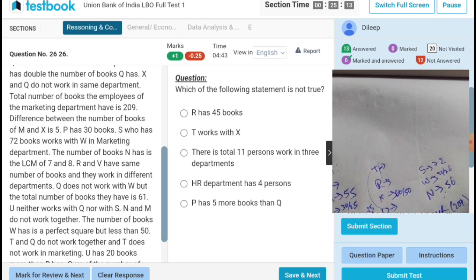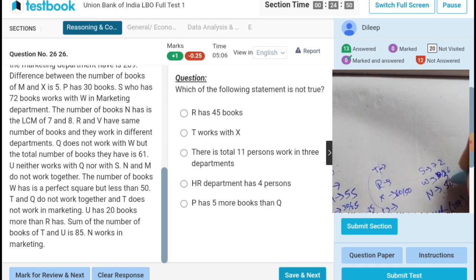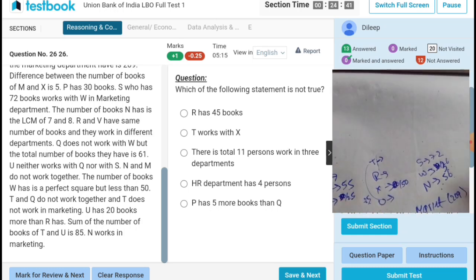M and Q do not work together. The number of books W has is a perfect square. So 31 and 36. So 50. And P is 30.